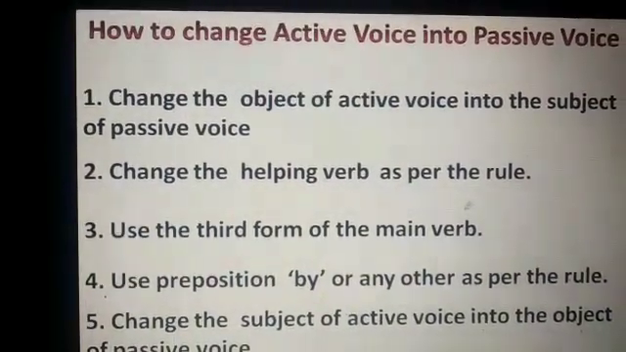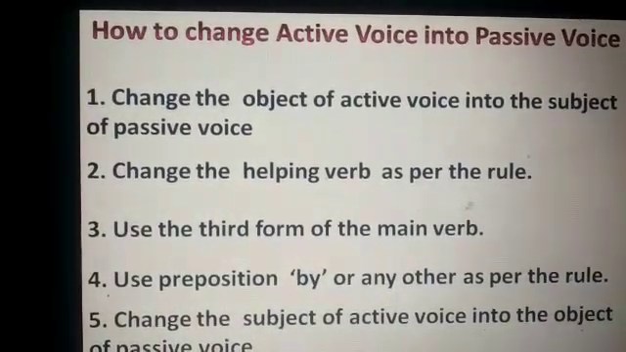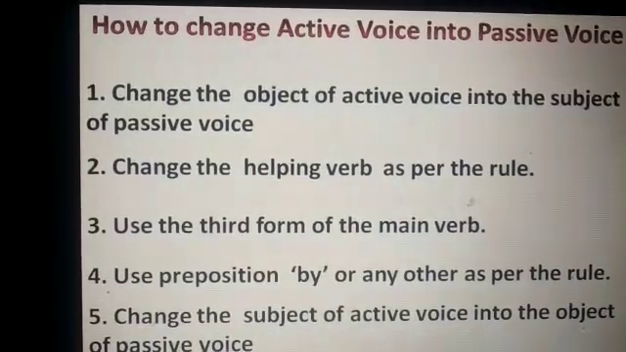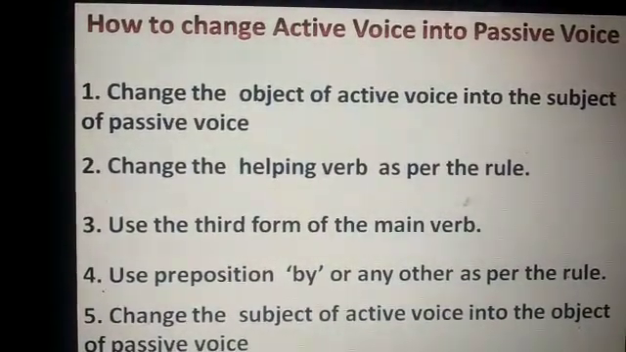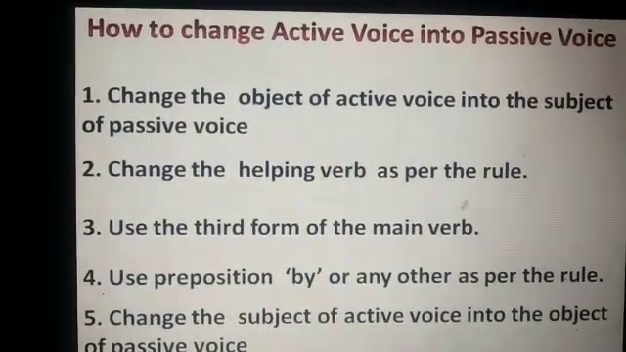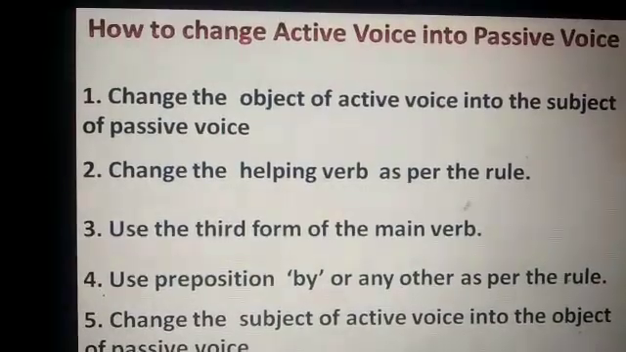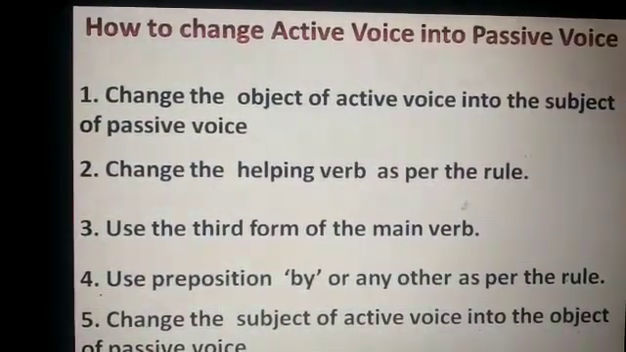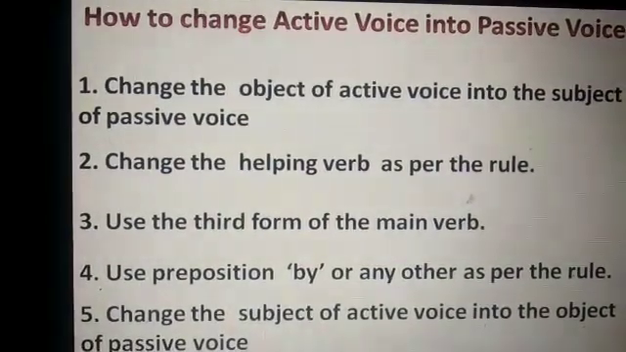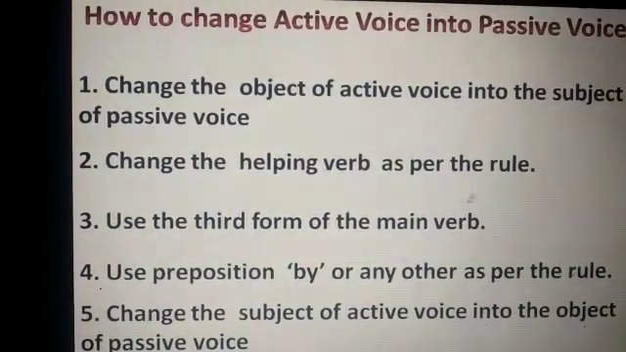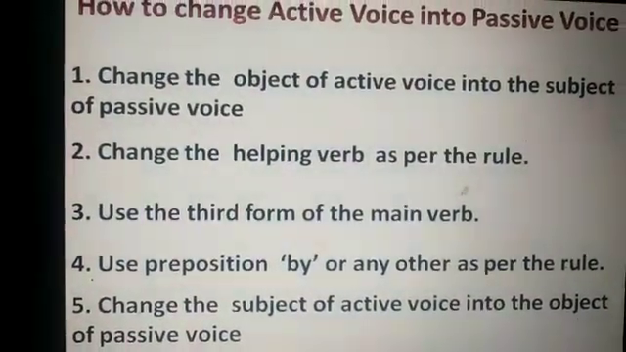Number 1. It total includes 5 steps to change active into passive voice, as you can see. Number 1 is change the object of the active voice into the subject of passive voice. Number 2, change the helping verb as per the rule. In next slide, we will discuss the rule of changing the helping verb. Number 3, use the third form of the main verb.